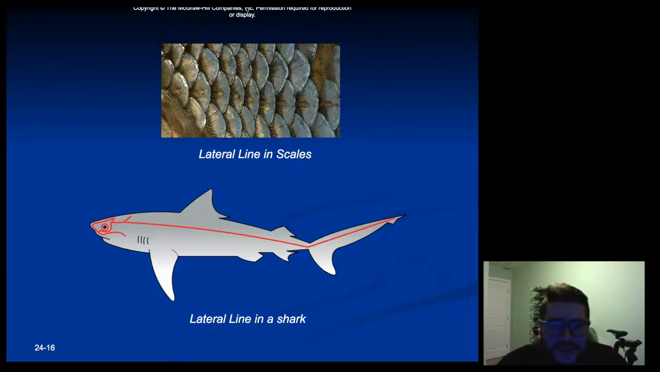This is the lateral line system, and you can actually see it in the scales here, and how it goes along the outside of their body. This is what detects movement in and around the water currents surrounding fish. And it can be any fish, from a cartilaginous fish to a bony fish, and it's even still present in some amphibians.